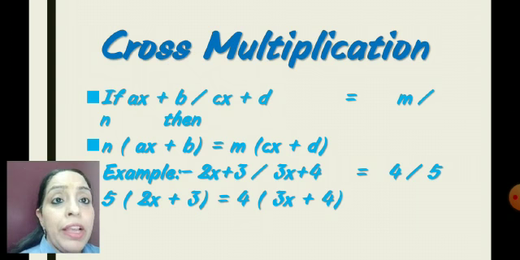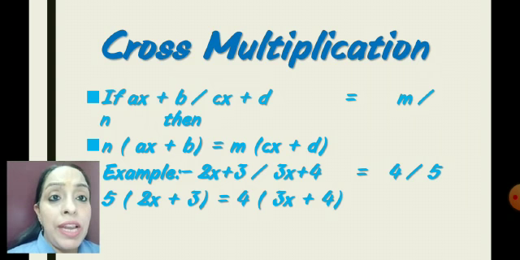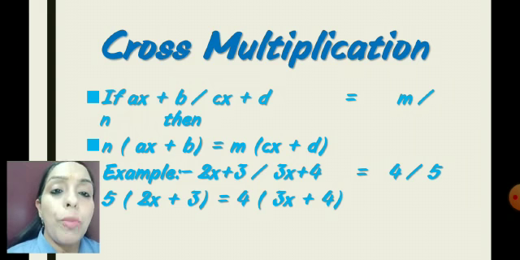Cross multiplying. If ax plus b upon cx plus d is equal to m upon n. I am taking one example for you also, but before that I am telling you the numerator of the left hand side is multiplying the denominator of the right hand side, and the denominator of the left hand side is multiplying the numerator of the right hand side. See the example: 2x plus 3 upon 3x plus 4 is equal to 4 upon 5.